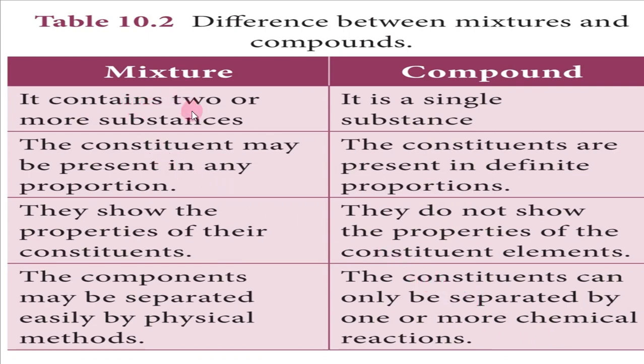So first, a mixture contains two or more substances. Here it is a single substance, and here the constituents may be present in any proportion. Here they are present in a definite proportion. In a mixture they show the properties of their constituents, the iron property or sulfur property, but here it does not show the property of the constituent elements. The last point: the components may be separated by which method? Physical method. But a compound can be separated only by chemical methods, a chemical reaction.